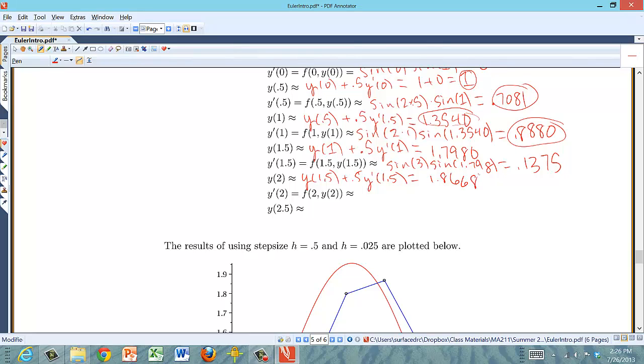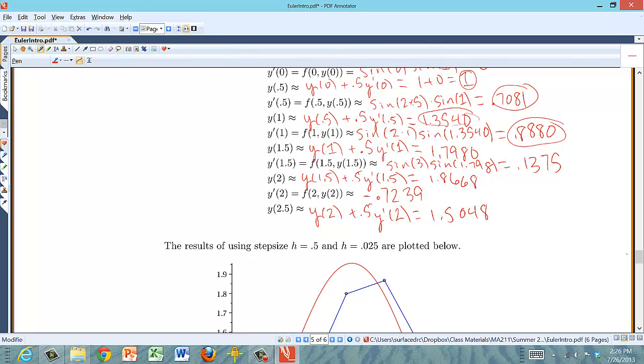1.8668. Now you calculate y prime at time 2, and if you just do it, you'll get negative 0.7239, and then you can calculate the approximation to y at time 2.5, which is y at time 2 plus 0.5 times y prime at time 2, and if you do that, you get 1.5048.